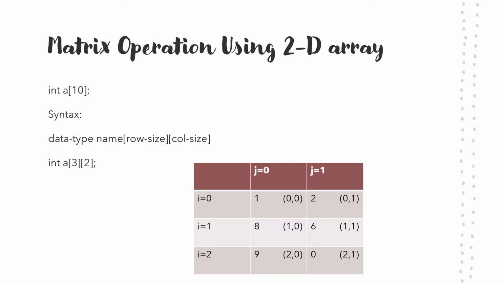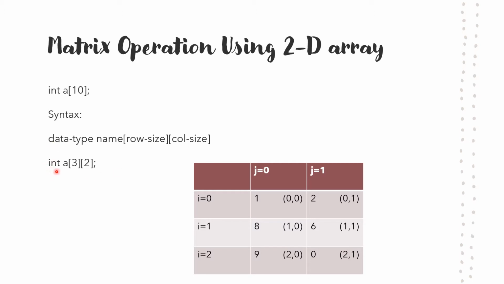So everybody knows how to declare a one-dimensional array. Here you can see int a[10]. So int is the data type, a is the name of the array, and 10 is the size of the array. This is how we declare a one-dimensional array. But the syntax of a two-dimensional array is data type, name of the array, row size, and column size.